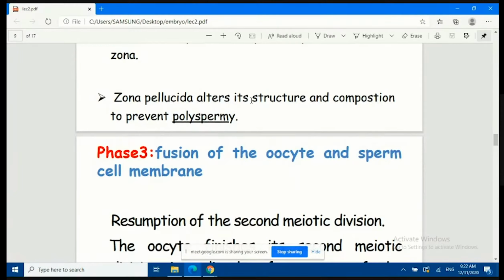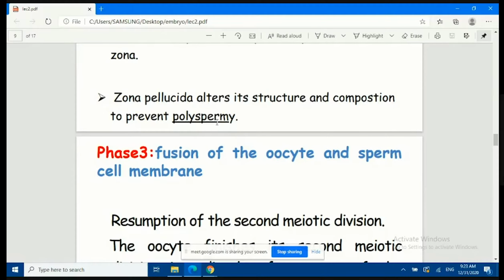The zona pellucida will alter its structure very quickly, so as to prevent the process we call polyspermy. Polyspermy is the penetration of more than one sperm inside the oocyte. So the zona pellucida alters its structure and composition to prevent polyspermy.